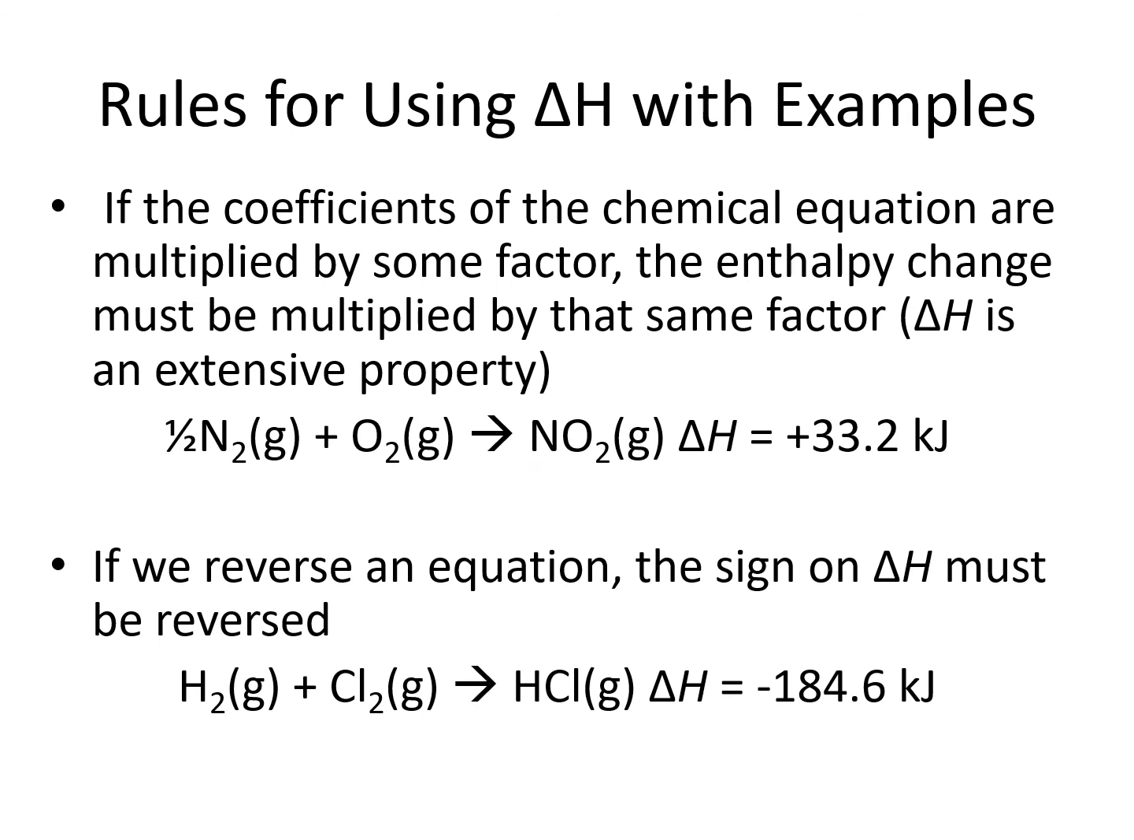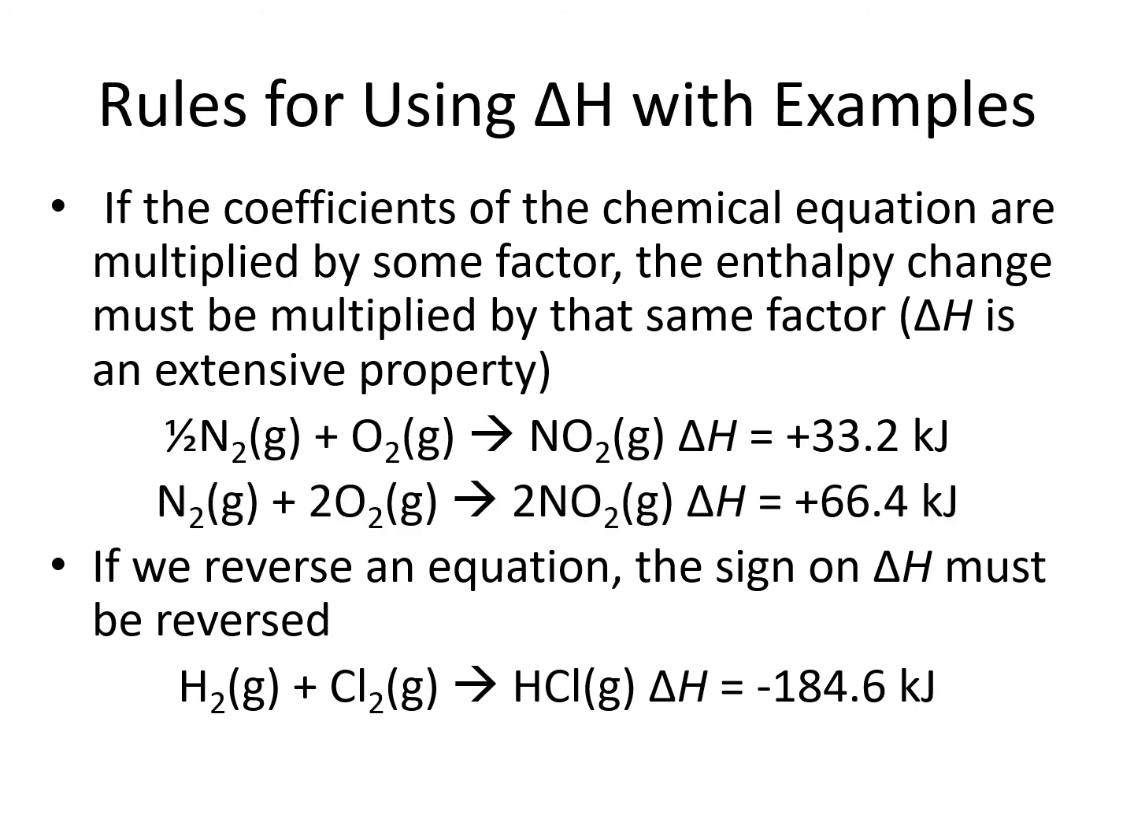So remember our rules for delta H, and we're going to really be applying them a lot in this section. If the coefficients are multiplied by some value, then the delta H has to be multiplied by that same value. So let's look at an equation. 1/2 of the nitrogen molecule plus the O2 molecule makes NO2 gas. Let's say we wanted to manipulate that equation by multiplying each of our coefficients by 2.